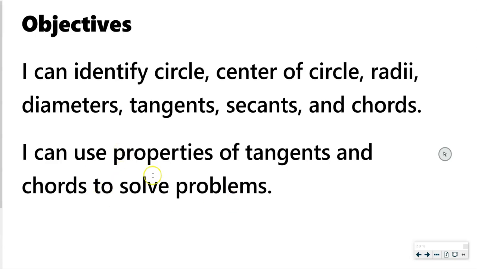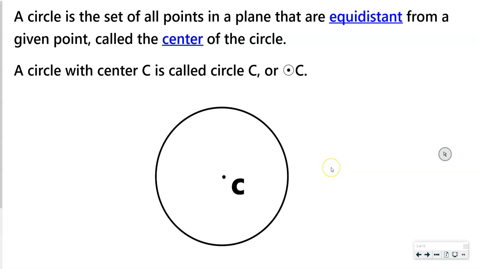And at the end of the lesson, you're going to also be able to use the properties of tangents and chords to solve problems. So first of all, a circle is a set of all points in a plane that are equidistant from a given point called the center. That means that every point on this circle is the same distance from that center point right there. A circle with center C is called circle C, and that's the circle symbol, a circle with the dot in the middle of it, circle C. Okay, so these are your two blanks in your notes, equidistant and center.